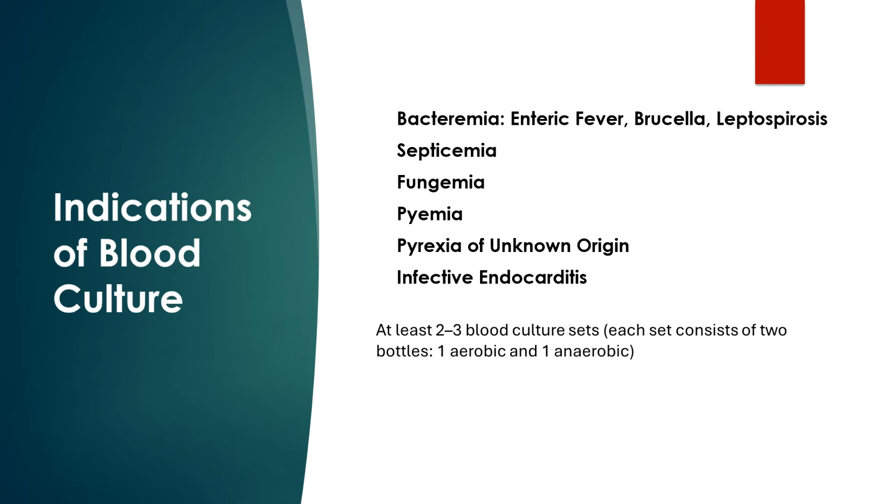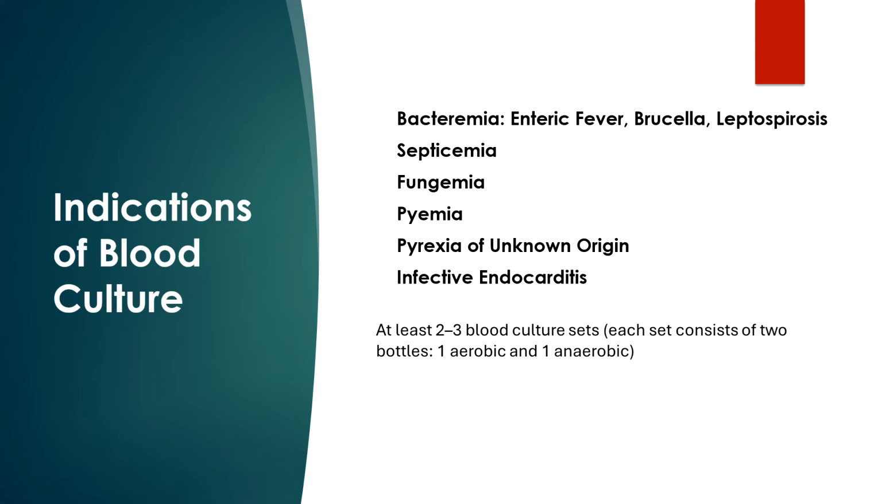Now after showing this bottle, generally the next question would be what are the indications of blood culture. These are conditions in which bacteria are present in the blood, like bacteremia, septicemia, pyemia, fungemia, pyrexia of unknown origin, and infective endocarditis. Then a frequently asked question: which are the diseases associated with bacteremia? The most frequent are enteric fever, brucella, and leptospirosis.